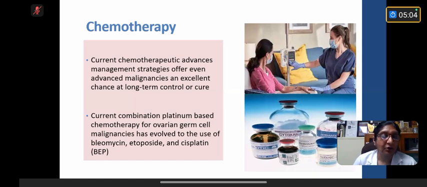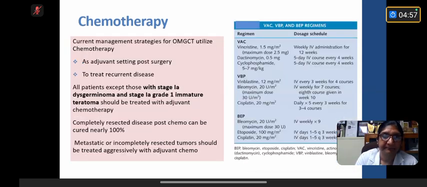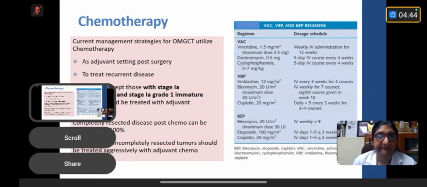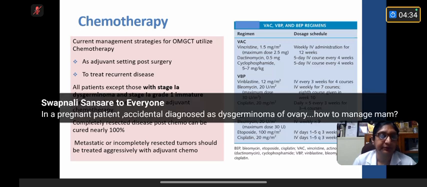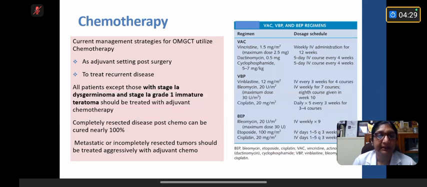And the current combination platinum based chemotherapy for ovarian germ cell tumors is bleomycin, etoposide, and cisplatin. So the chemotherapy management strategies which are used for the malignant germ cell tumors is given as an adjuvant to the primary surgery and also to treat any recurrence. All patients except those with stage 1A dysgerminoma and stage 1A grade 1 immature teratoma should be treated with adjuvant chemotherapy. So completely resected disease post chemo can be cured nearly 100%.